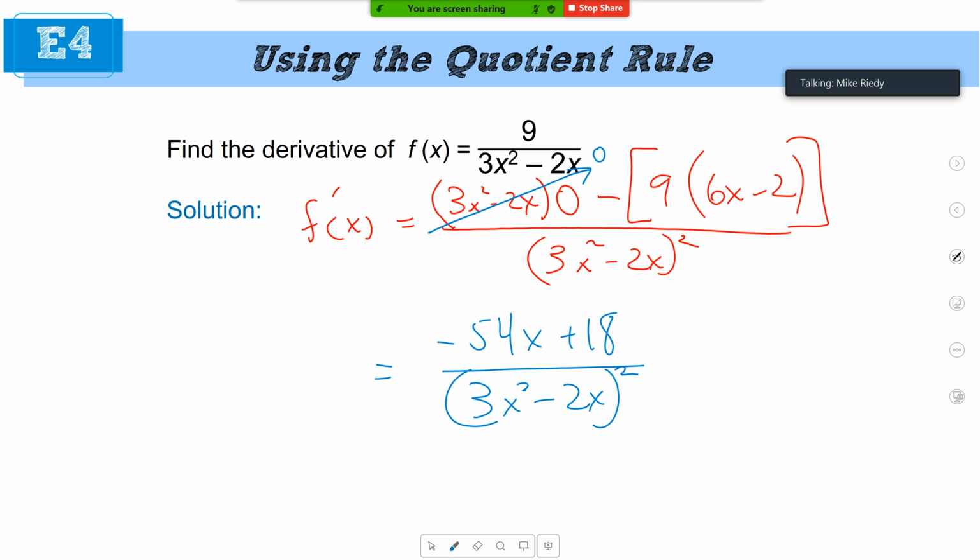What goes into 18 and 54? There's a common factor in the top, isn't there? 18 times 4? No, 18 times 3. Okay, so we could factor out a negative 3 and do, oh no, sorry, I lied. Factor out a negative 18. And do 3x minus 1.